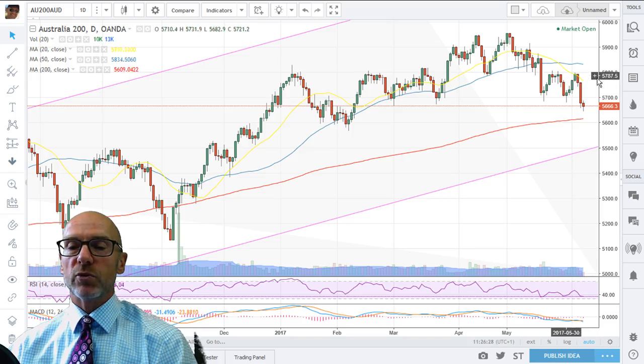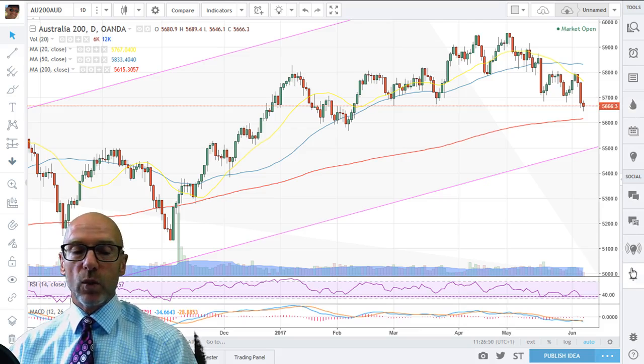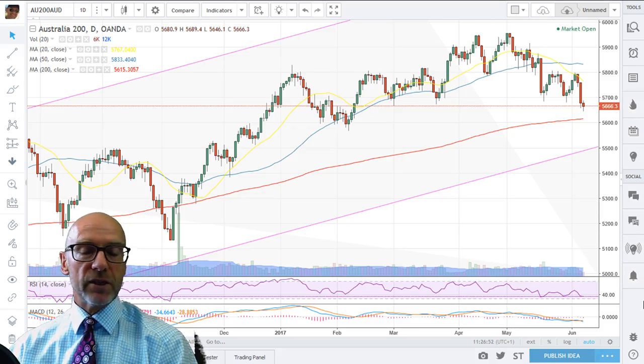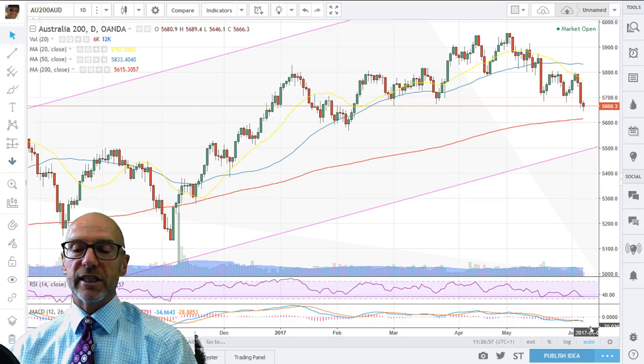Above there, there's solid resistance at 5800. Only above there would you say that the downtrend has been broken. So really, I would say not much chance at the moment of that downtrend being broken. One would really expect a base building period to ensue before we can start to look at the upside again. On the RSI, we are back below 50 at 35.57 and in a downtrend, and the MACD also is looking negative as the short term pulls down below the long term.